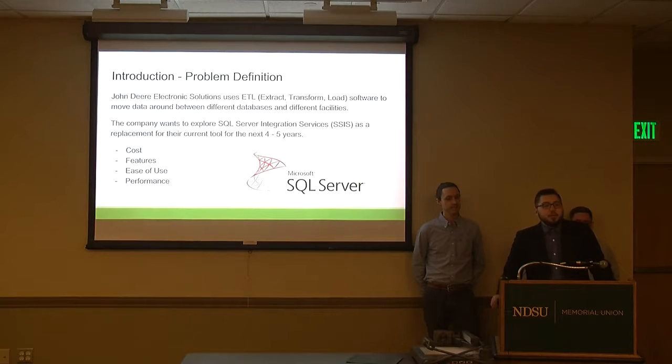Which comes down to the problem: John Deere collects a lot of data. This is from manufacturing and customer orders. They move this data back and forth between different databases and different facilities. In order to do this, they use ETL software, extract, transform, and load, to extract the data from some sort of source, transform and modify it in some way, and then load it to another destination.